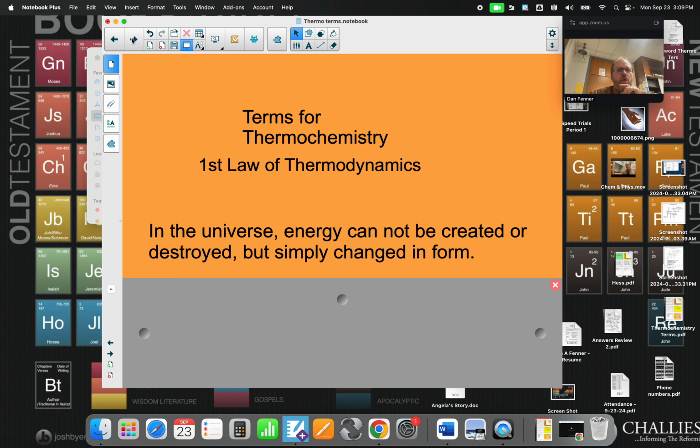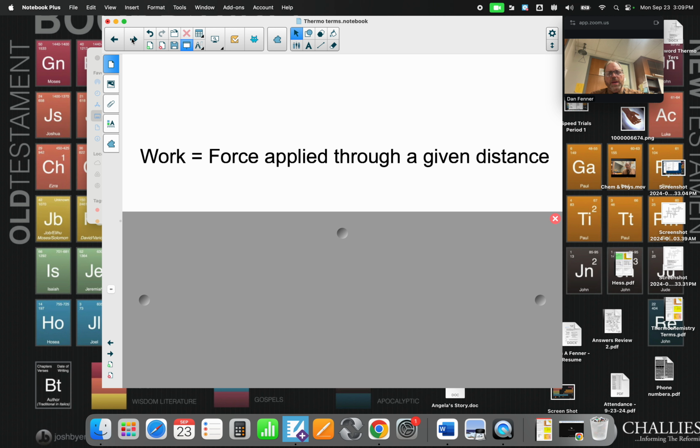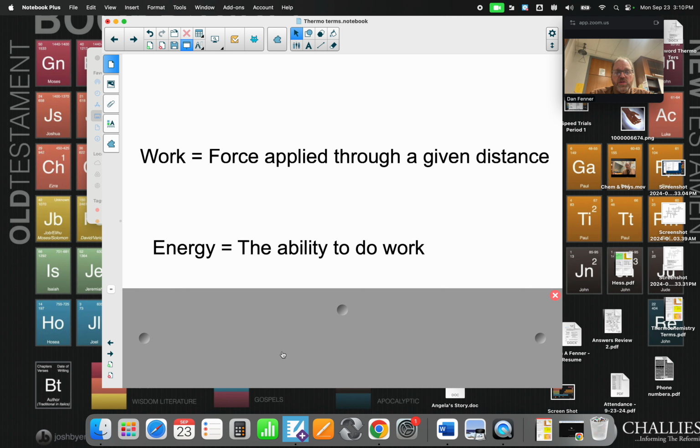Now, in order to do energy, there's a couple more terms we need to know. First of all, work. Work is defined as a force applied through a given distance. And second, we have energy. Energy is defined as the ability to do work.